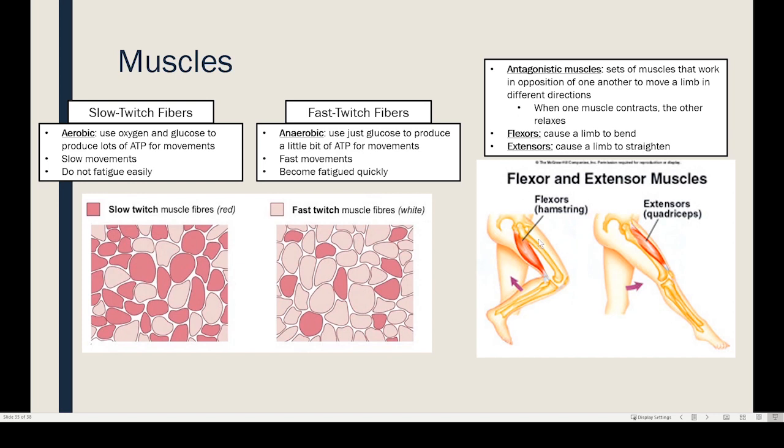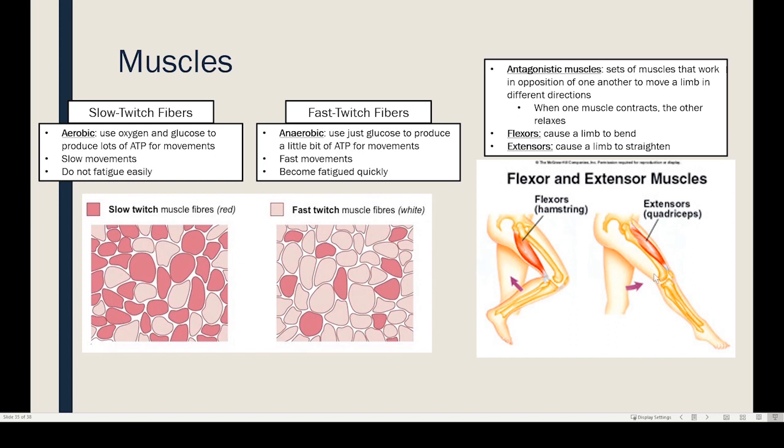So when we look at this, for instance, here's a leg, and on one side of the knee joint, you have the hamstring, and on the other side, you have the quadricep. So these are antagonistic muscles to one another because one causes the knee to move one direction and the other one causes the knee to move the other direction. And so in this case, the hamstring is called a flexor because it causes the limb to bend. And the quadricep, the other muscle in this antagonistic group, is called an extensor because it causes the limb to straighten out.